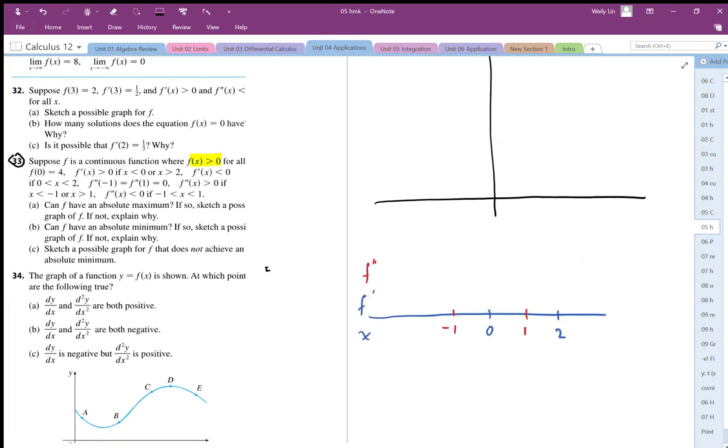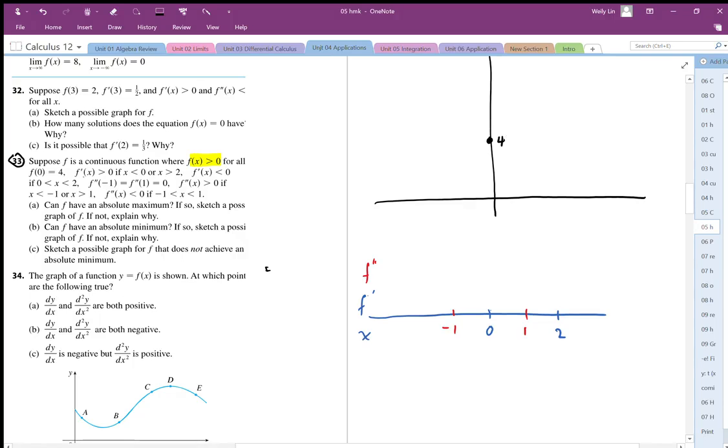Question number 33, it says, suppose f is a continuous function where f of x is greater than 0 for all values, and f of 0 is equal to 4. So we're just going to start there, and I'm going to draw a point. f of 0 is equal to 4, so our y-intercept is equal to 4.